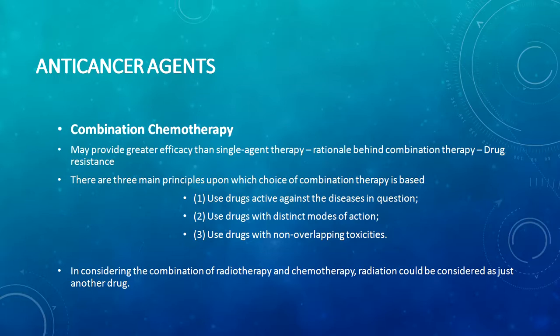There are three main principles upon which the choice of combination therapy is based. Number one, drugs used should be effective against the disease in question. They have distinct and different modes of action. Use drugs with non-overlapping toxicities. In considering the combination of radiotherapy and chemotherapy, radiation could be considered as just another drug.